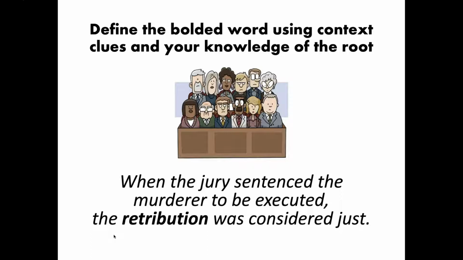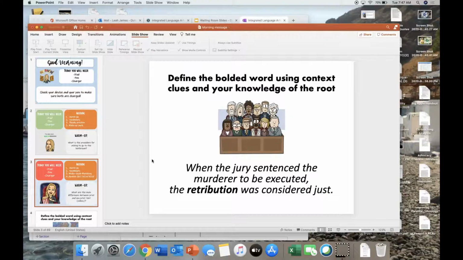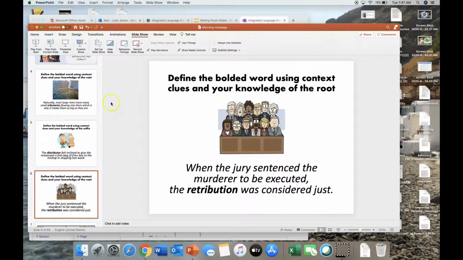All right, if you said a retribution is a punishment that's given, you are correct. We're talking about a jury. If anybody knows what a jury is, they're the people who come up with the punishment for people who do crimes. So in this case, the jury provided a punishment, okay, and it was considered okay based on the fact that that was a murderer who was on trial. All right, good job, guys.